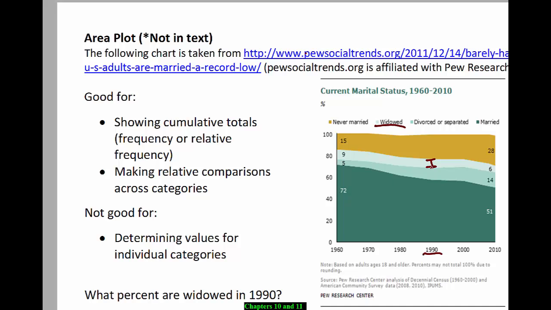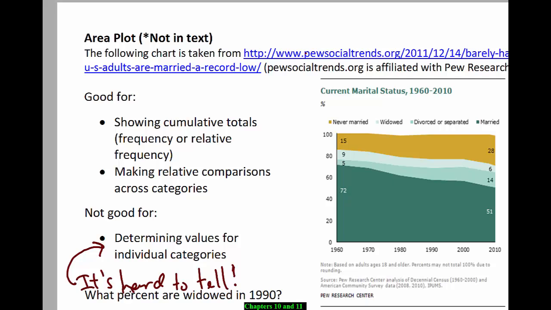Well, it's really kind of hard to tell what that is. Over here's 6, over here's 9. I can't tell if it's closer to 9 or closer to 6. Now we can pin it down somewhat, but it's not that great, as you can tell, for determining the exact amount in a certain category. So we have good and bad with it. So if you want to write something in your notes there about what percent are widowed in 1990, I'll write above it since that's what's on my screen. It's hard to tell because of the fact that it's not good for determining values for individual categories.